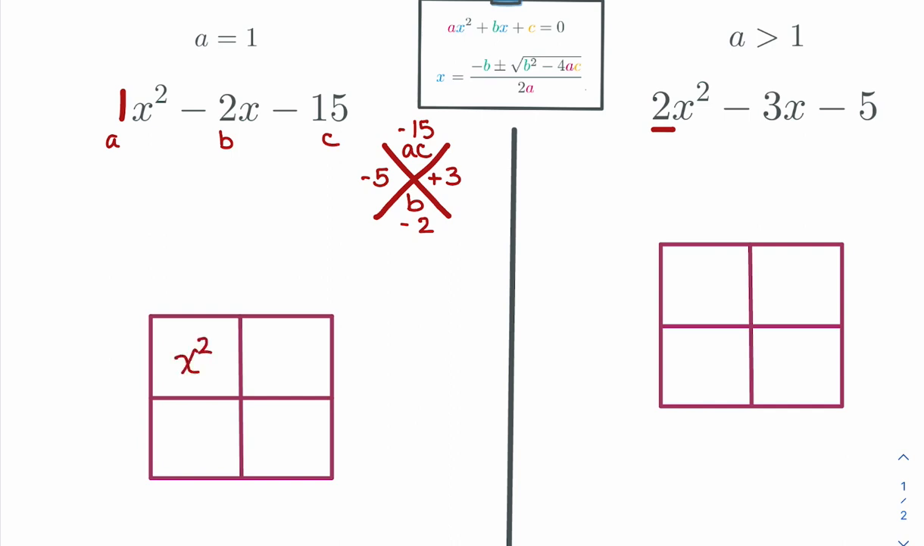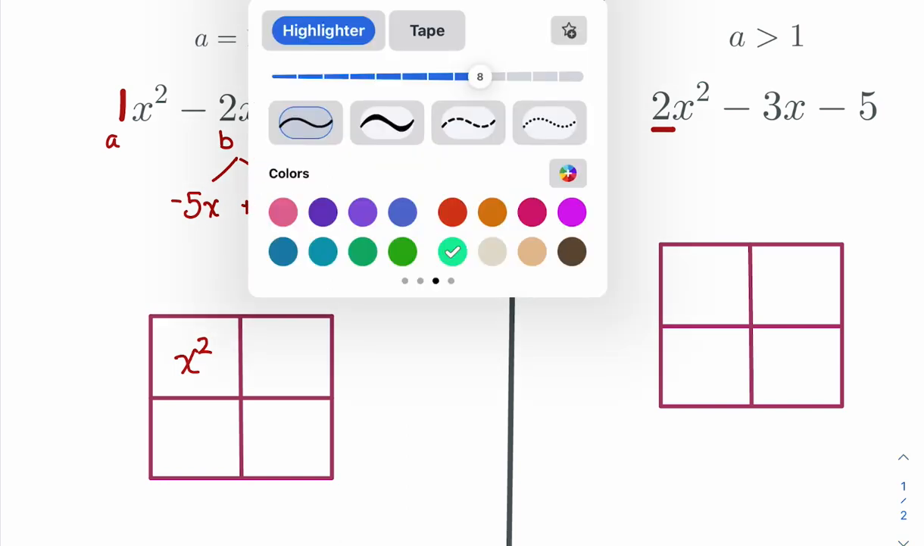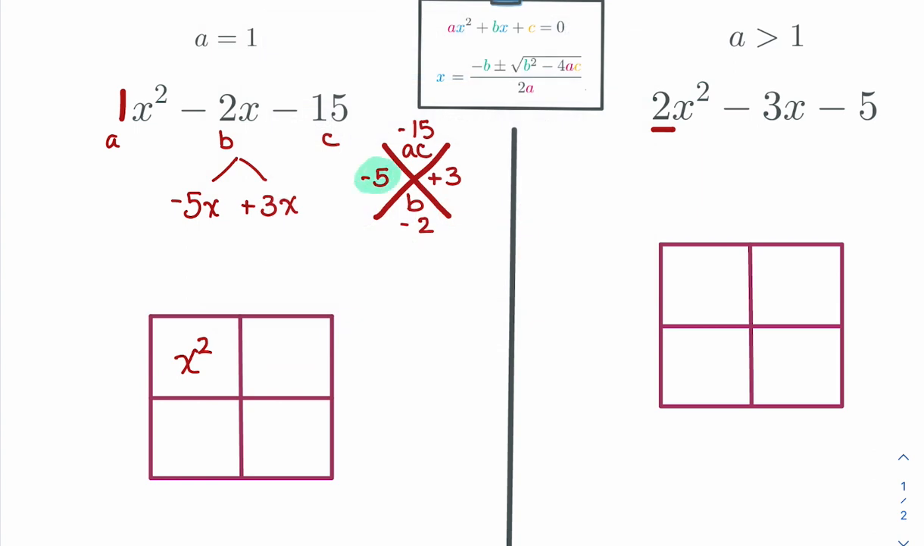So then I'm going to fill in my 2 by 2 area model by expanding this negative 2x and rewriting it as negative 5x plus 3x. Those are the two numbers that I got when I tried to find my magic pair, the two numbers that multiplied to give us a times c and combined to give us b. So our a term goes here, our c term goes here, and our b term is split up between those two on the diagonal. And it doesn't matter whether the negative 5x goes here and the 3x goes here, or you can reverse it. That doesn't matter.